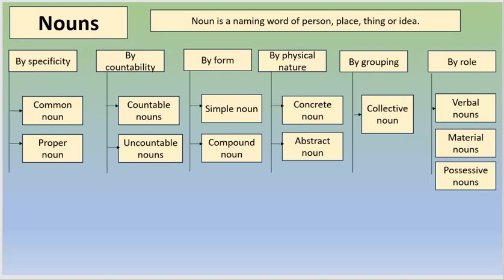Now let's see the types of nouns. There are about 12 main types of nouns in 6 major categories. The 6 major categories are: by specificity, by countability, by form, by physical nature, by grouping, and by role. By specificity, we have common noun and proper noun. By countability, we have countable nouns and uncountable nouns. By form, we have simple and compound nouns. By physical nature, concrete noun and abstract noun. By grouping, we have collective noun. By role, we have verbal nouns, material nouns, and possessive nouns.